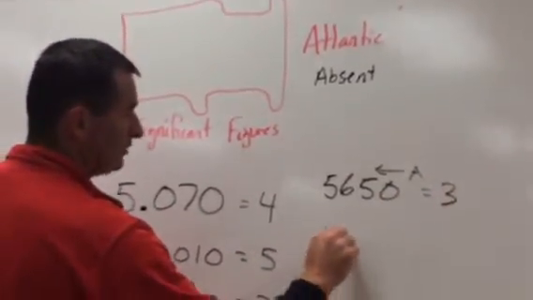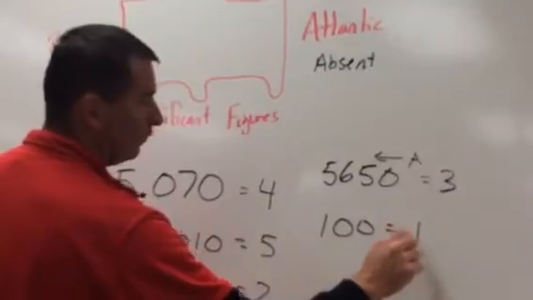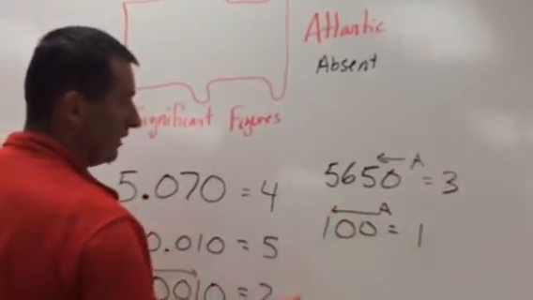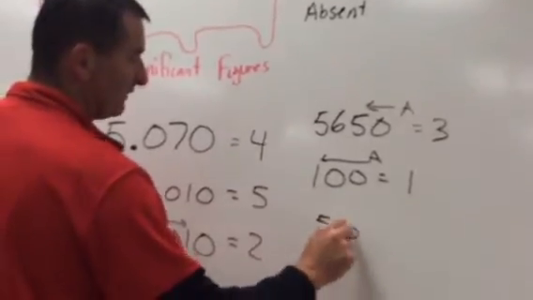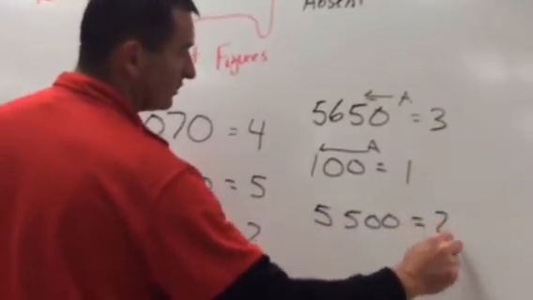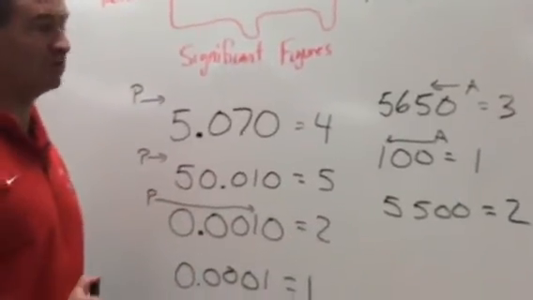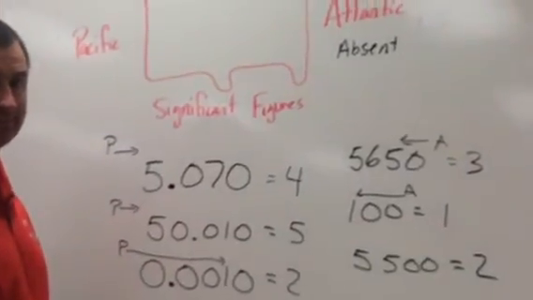If I have 100, that's going to have 1, because I start on the Atlantic side, don't start counting until you hit a whole number, that's 1. If I have 5500, that is 2. All right, so that's how you determine how many significant figures a number has. Good stuff.